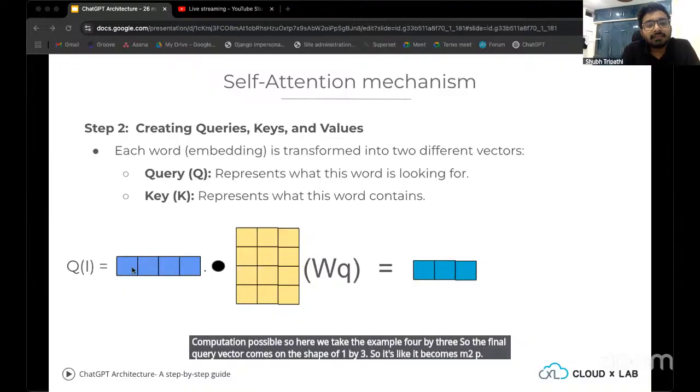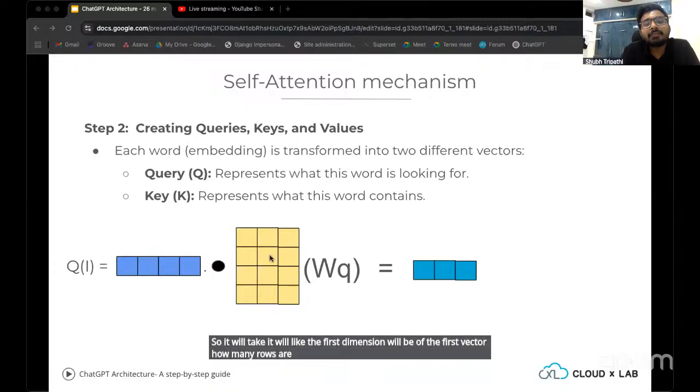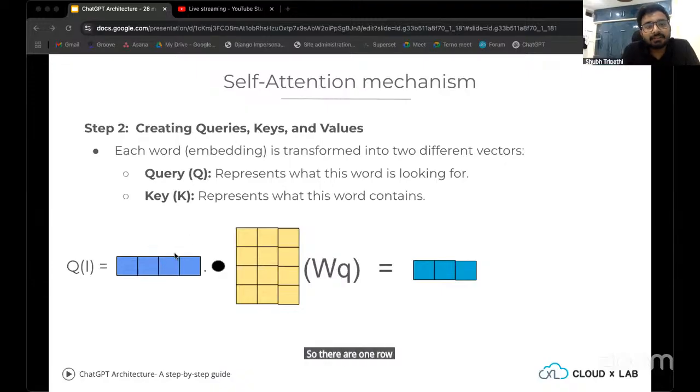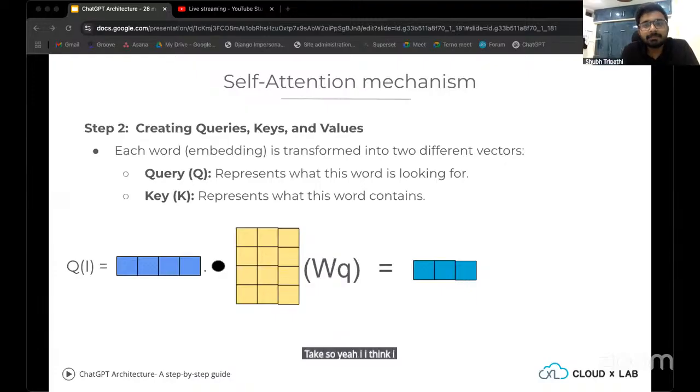The first dimension comes from how many rows are in the first vector, and the second is how many columns are in the second vector. There is one row in the first vector, so the number of rows in the output is one, and there are three columns in the second matrix or vector, so the number of columns in the output is three. So yeah, I think I made it a little complex, but this is generally how it works.